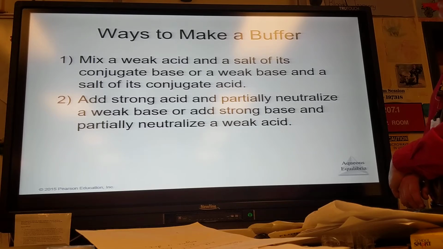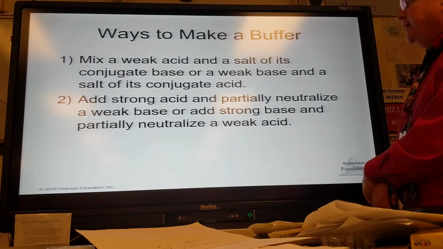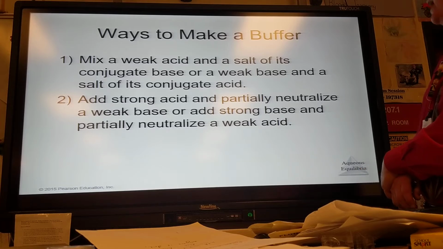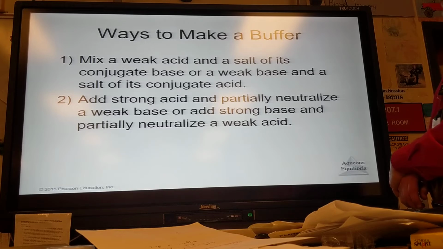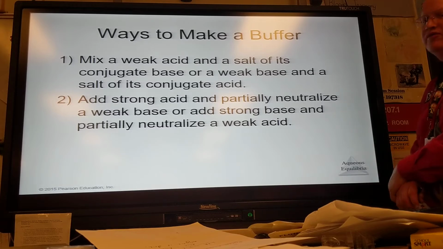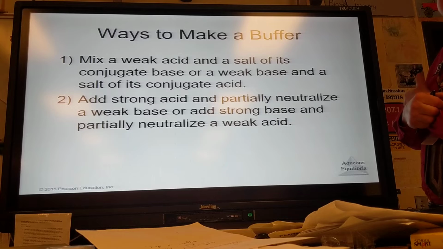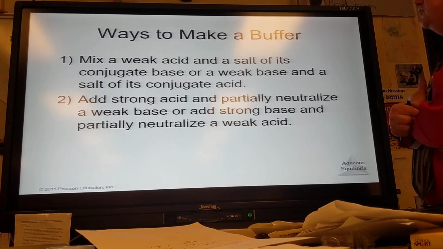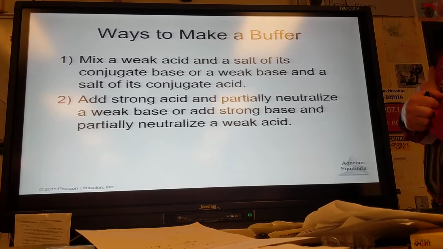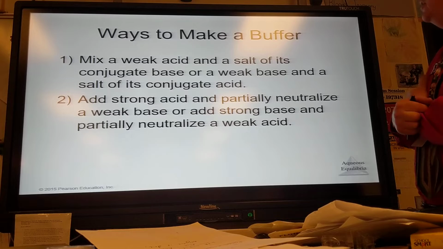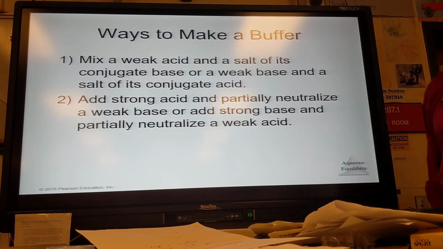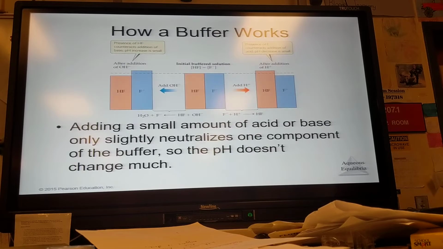The other way, you could add a strong base to a weak acid, and that will produce the conjugate of the weak acid. Essentially, in a buffer, you don't get any high concentrations of strong acid or strong base, so the pH doesn't go to either extreme. It keeps the pH from changing. That's what a buffer does. It keeps the pH from changing drastically.